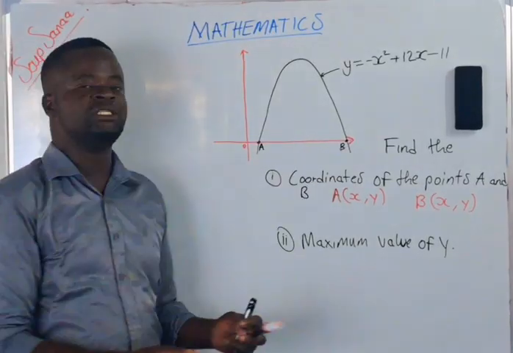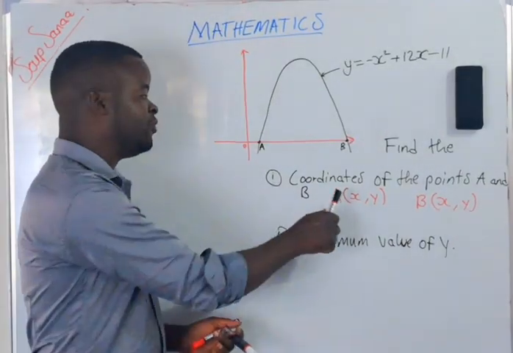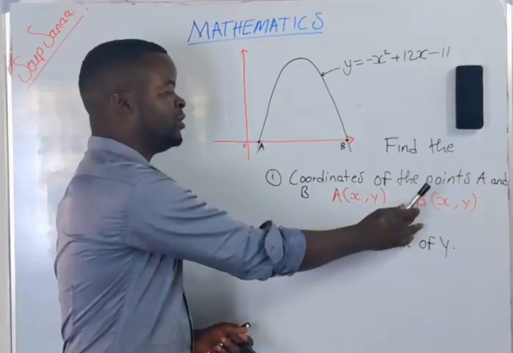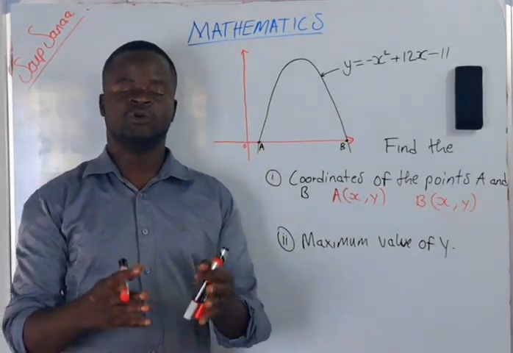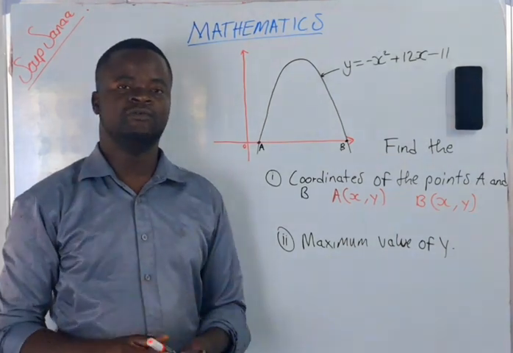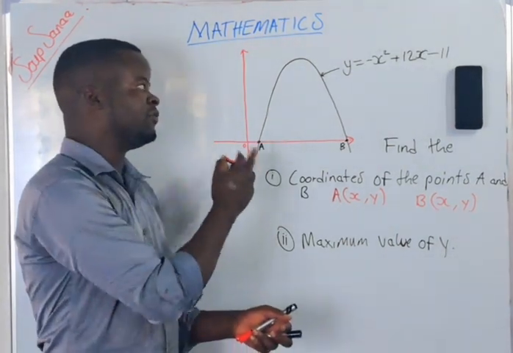and point B. And when we say coordinates, we are talking about a pair of x, y. On B also, we are talking about what? A pair of x, what? Y. These are what we call coordinates. So now, what are we going to do for us to find the coordinates of A and B?